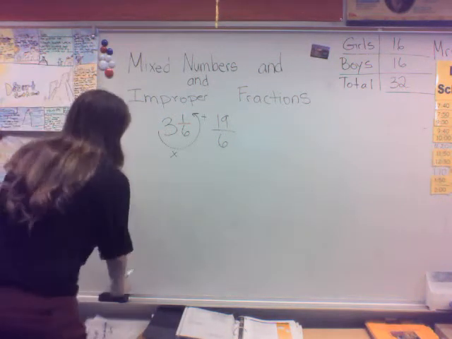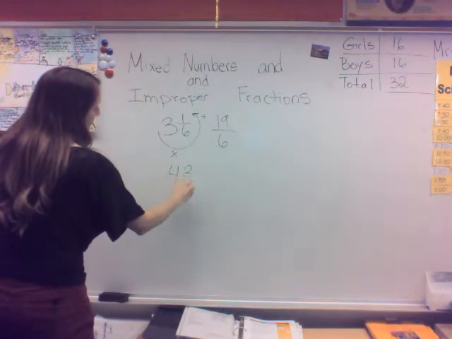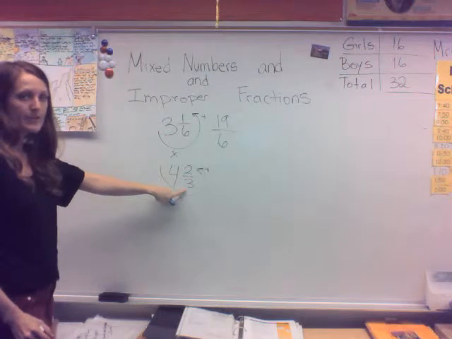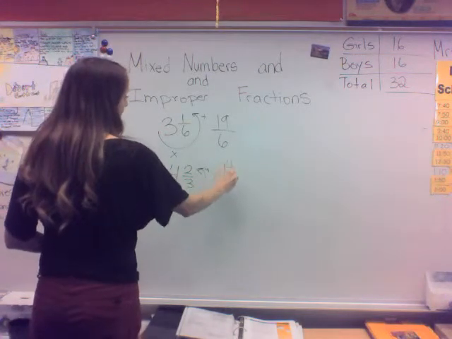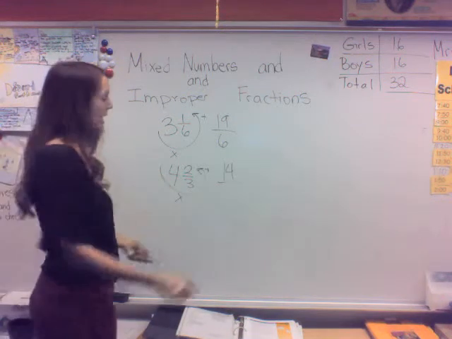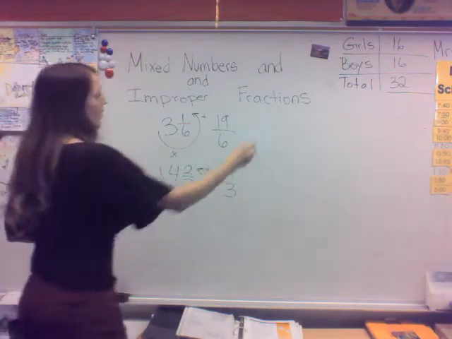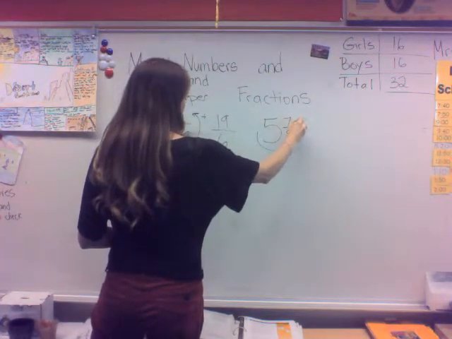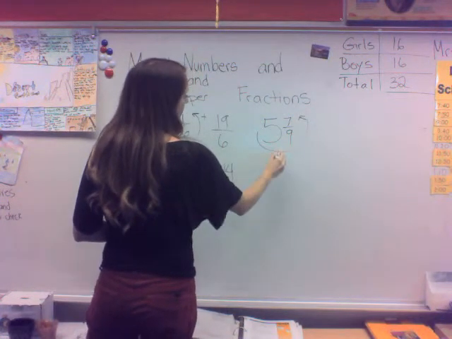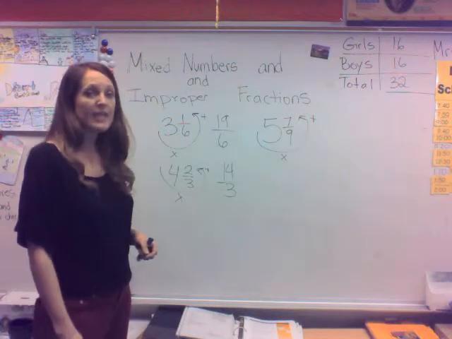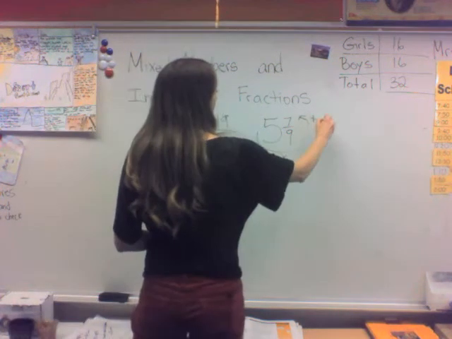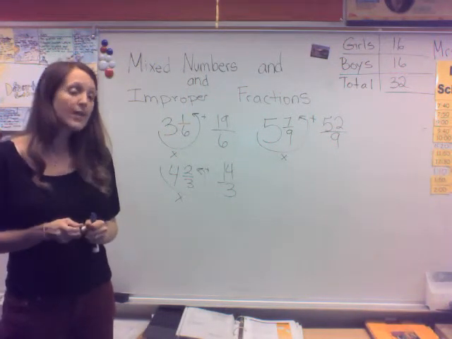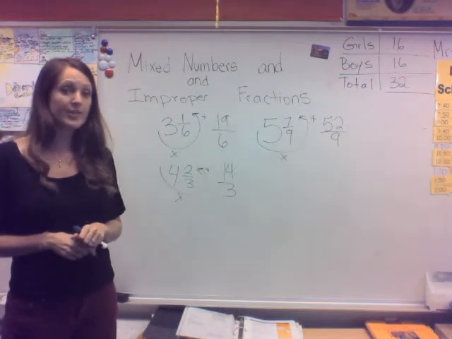Let's do just a few more examples. Circle up, put your symbols. 4 times 3 is 12, plus 2 is 14. And our denominator stays the same. 5 and 7 ninths, circle up. 9 times 5 is 45, plus 7 is 52. And our denominator stays the same. So that's how we go from a mixed number to an improper fraction.